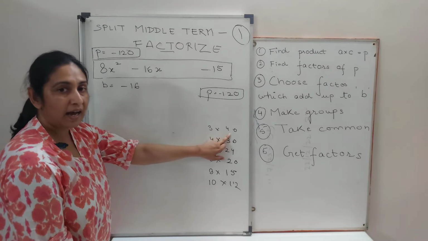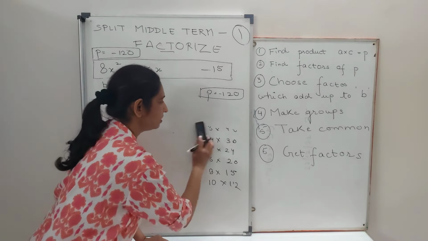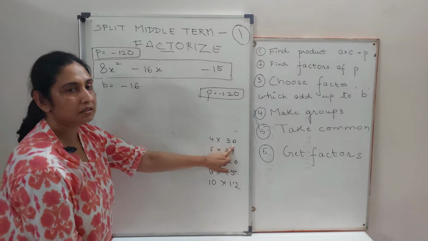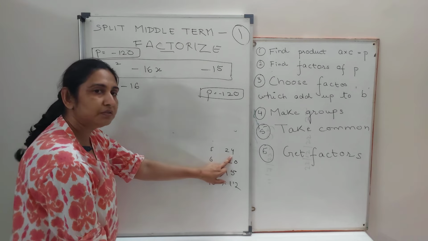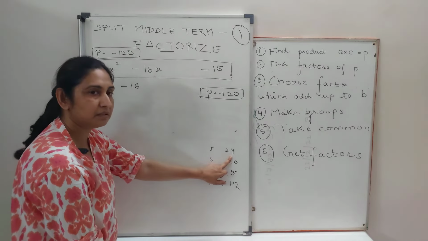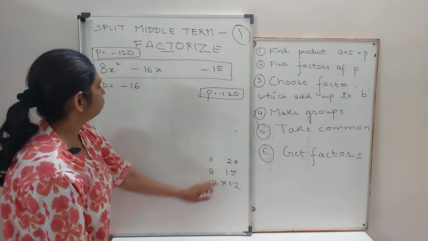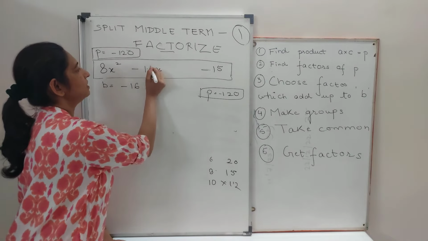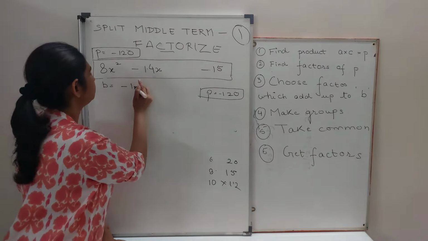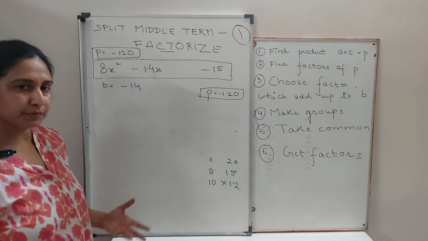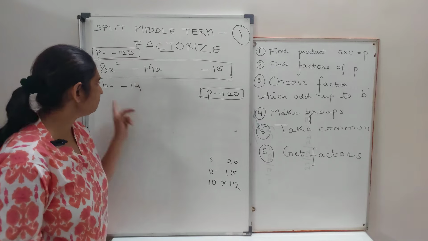3 plus 40, 16, no. 3 minus 40, 16, no. 4 into 30, 16, no. 5 plus 24, 5 minus 24, 6. So again my mistake, I'm so sorry, change the question, make it 14. I'm so sorry. This is what happens when you try to be extempore and not prepare. I want 14 here. B is minus 14.